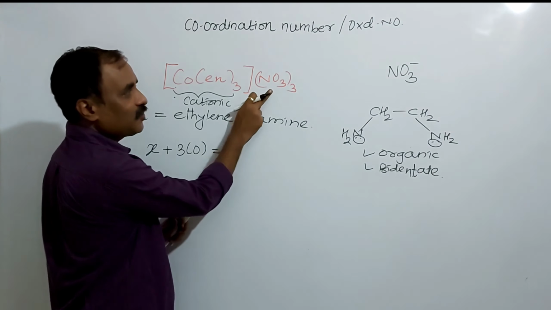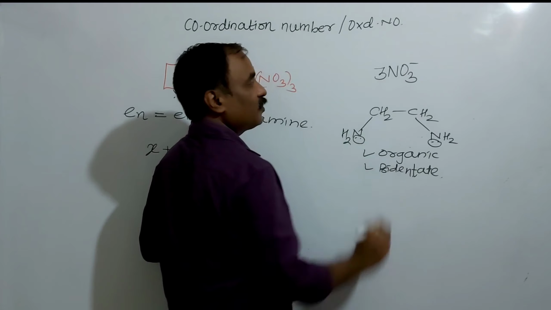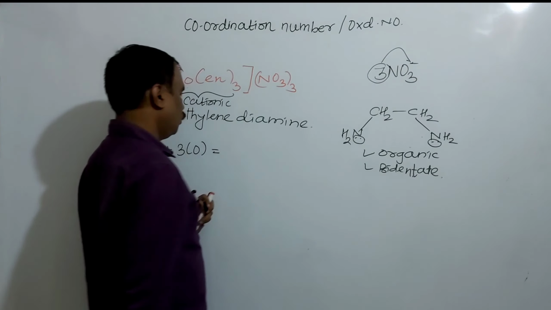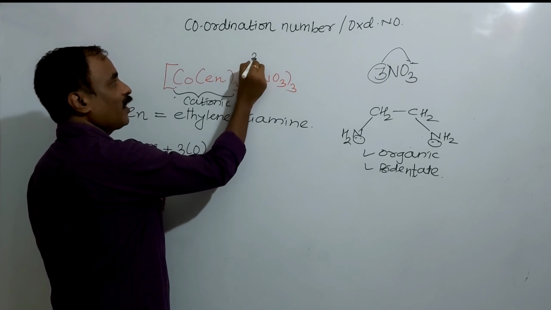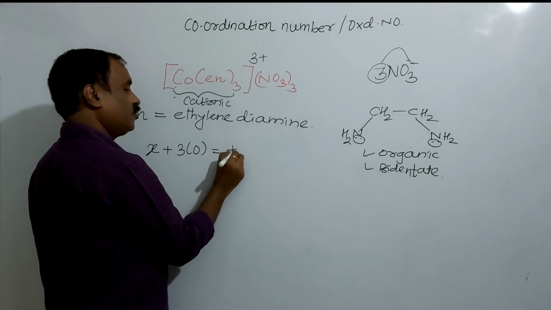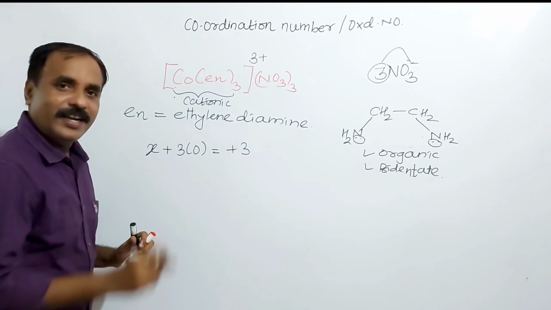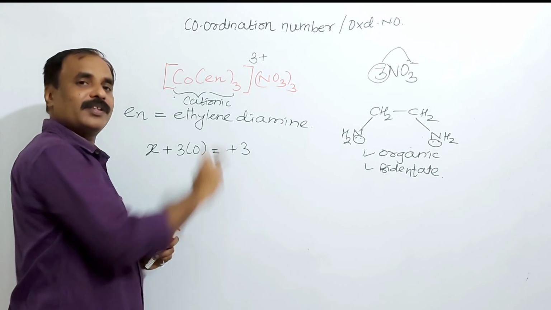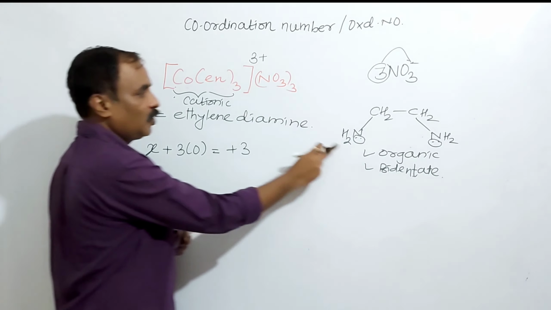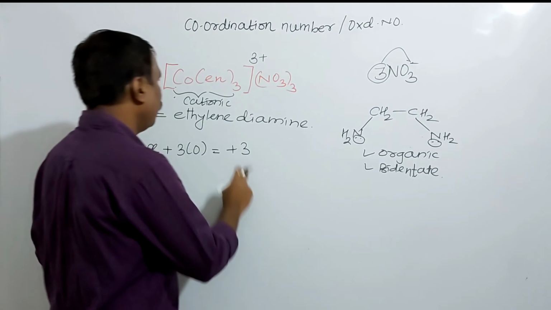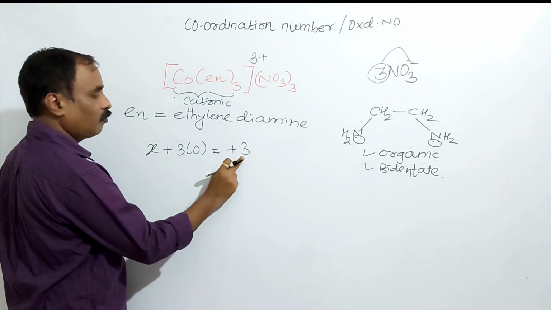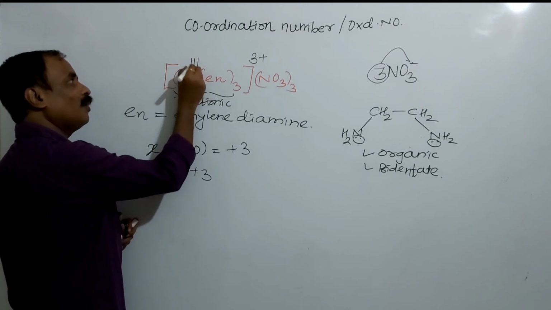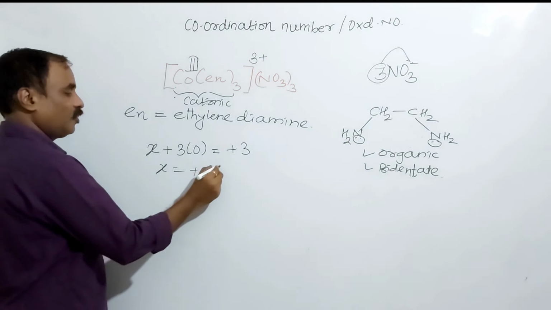So how many nitrate ions are there? 3. So 3 NO3 minus, and a total negative charge of 3 into minus 1. So here the total positive charge on this bracket will be plus 3, because it is the addition of the oxidation number of cobalt and the oxidation numbers of ethylene diamine. Ethylene diamine is a neutral ligand, it carries 0 charge. How many ligands are there? 3. 3 into 0 plus X equal to plus 3, so X is equal to plus 3. So here also the oxidation number of cobalt is plus 3.